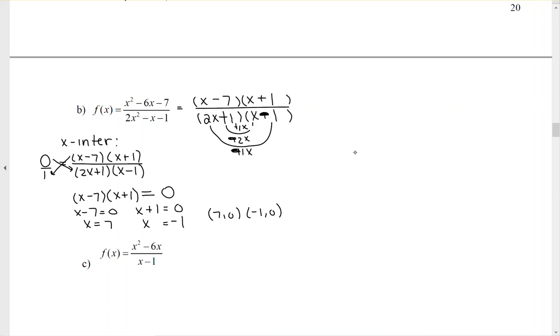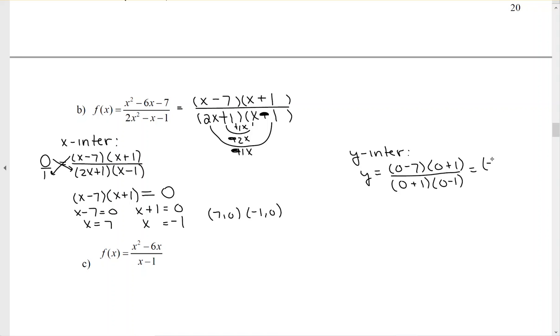For the y-intercept, you let x equal 0. So I'm going to be plugging in zeros for my x's here. 0 minus 7, 0 plus 1, 2 times 0, which is just going to be 0 plus 1, and 0 minus 1.